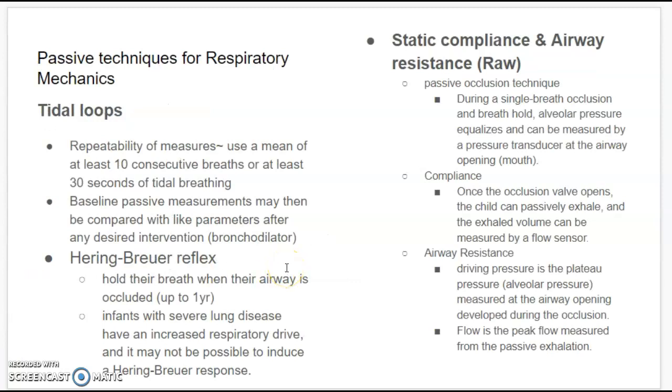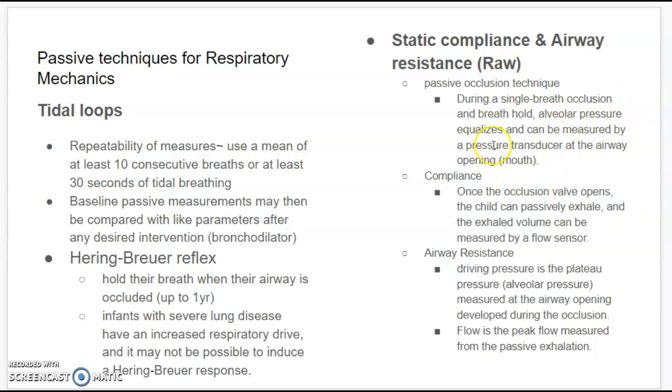Now, I'm not going to go into super detail here, but I did want to talk about this Hering-Breuer reflex. Where it comes into play is where we're using the passive occlusion technique in order to measure compliance and airway resistance. So what happens with this test is that during a single breath, the airway is occluded in the machine. During that time, the alveolar pressure is going to equalize, and then it can be measured with a pressure transducer at the airway opening or the mouth.